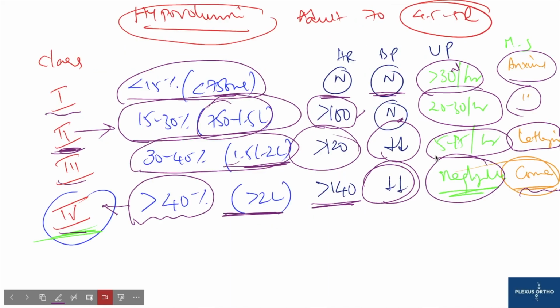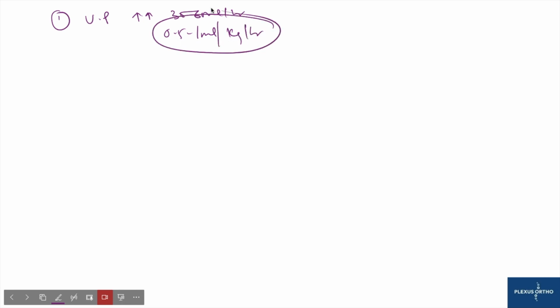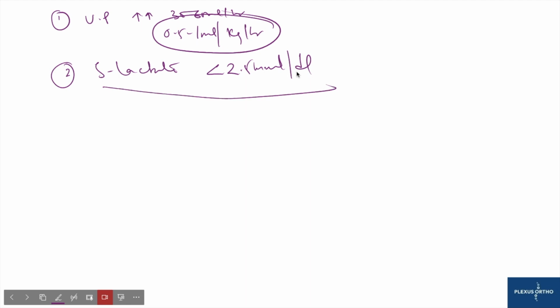So how do we know that the patient has been resuscitated? These are the findings which you'll see in a resuscitated patient. One is the urine output increases to 30 to 60 ml per hour, that is 0.5 to 1 ml per kg per hour. This is an indication that the patient has been resuscitated. The serum lactate should come below 2.5 millimole per deciliter. This indicates that perfusion has been achieved in all the organs and all the limbs. That is why the lactate level has come down.